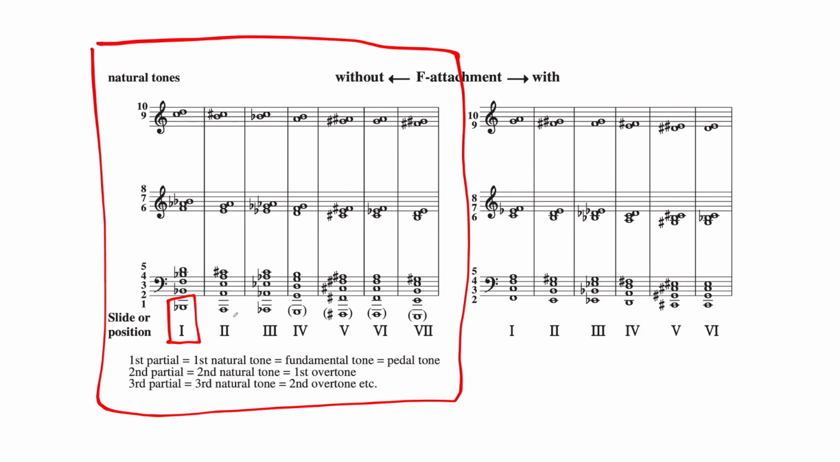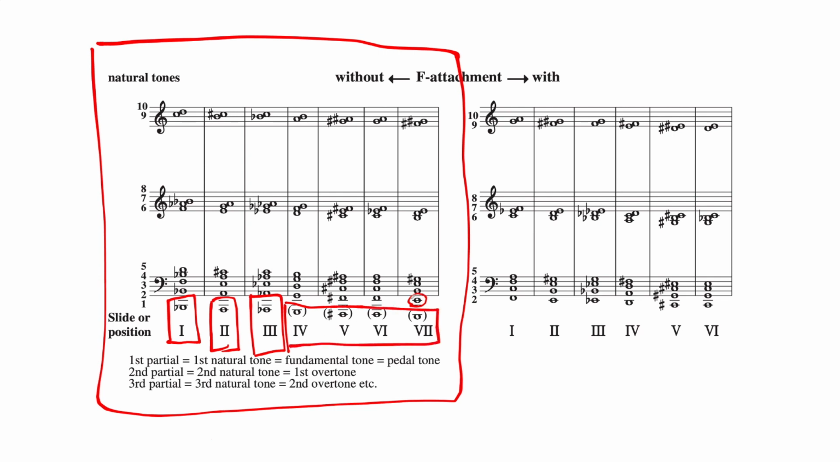In the second position, I have the partials of A, and here the partials of A flat, etc. We have many chromatic tones here, but we have also a couple of problems. The first problem is that we don't have the pitches between E. Those fundamentals cannot be played by the trombone.